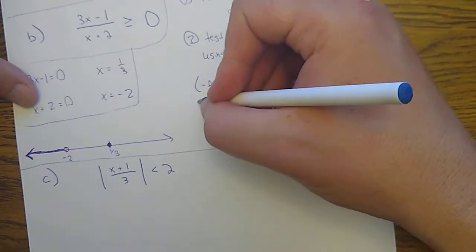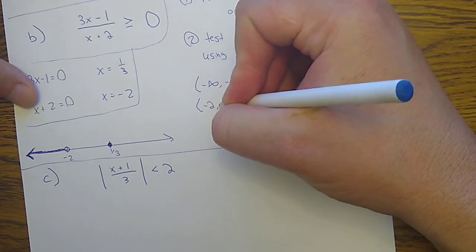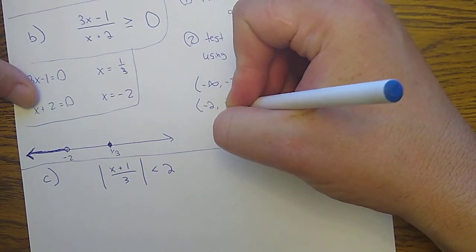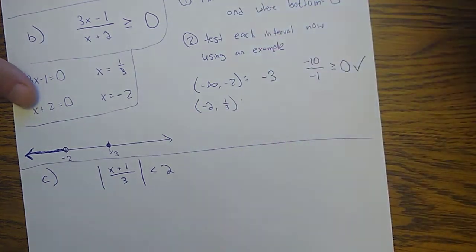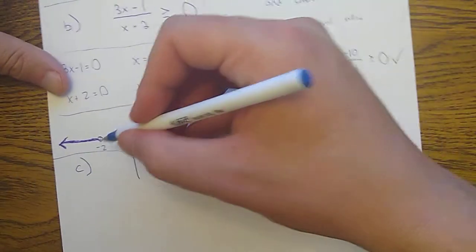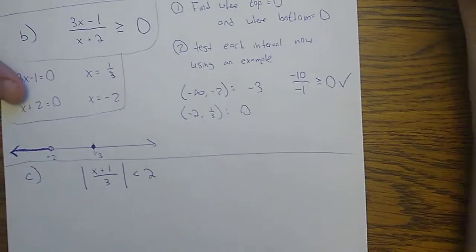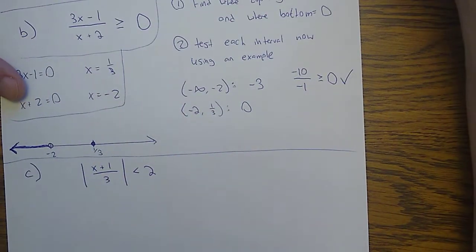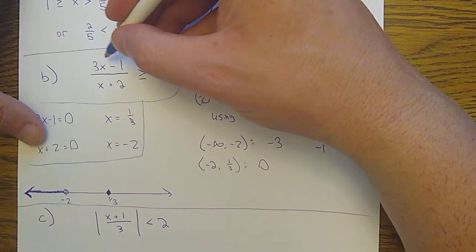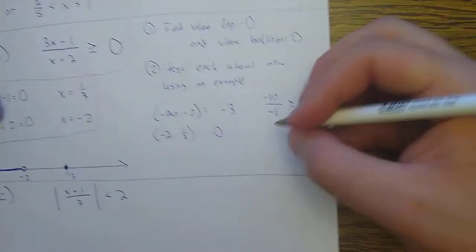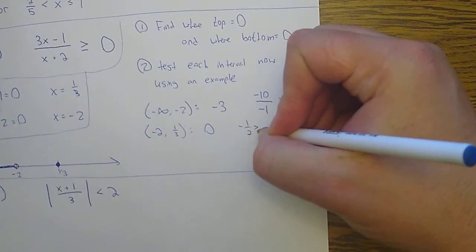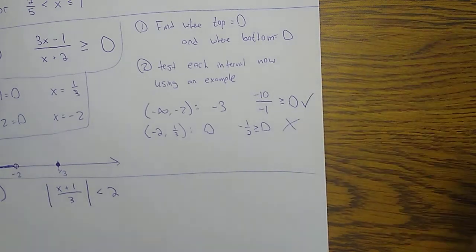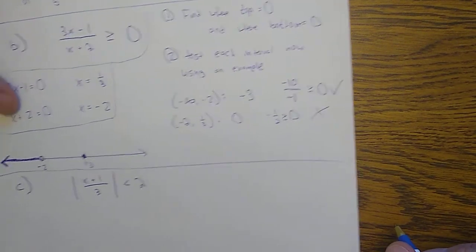Now let's do in between. -2 to 1/3. I can choose something in between here. Of course, if you can choose 0, it's always a good idea. 0 is a very nice number, and 0 is between here and here, so let's go for it. If I plug in 0, I get -1/2 is greater than or equal to 0, which is not true. So I'm not going to shade this in.